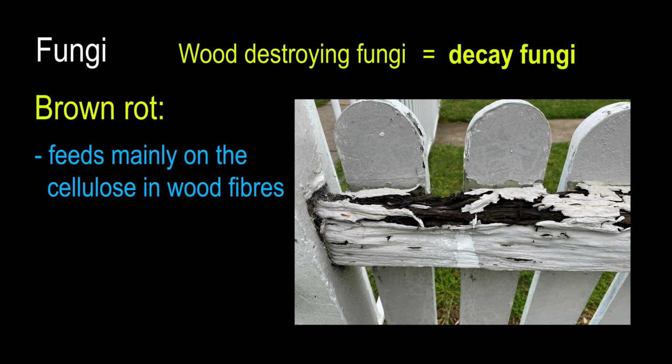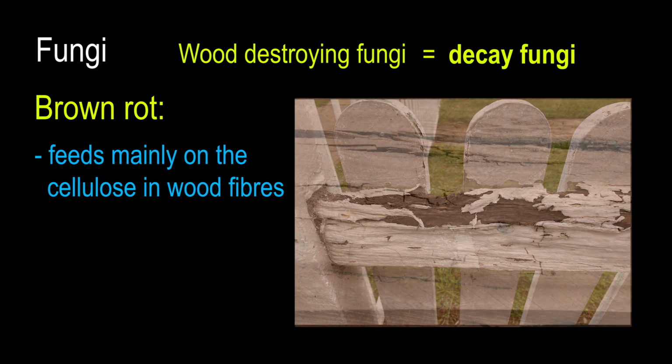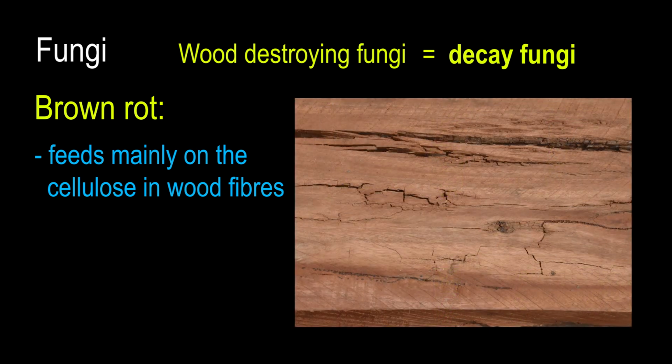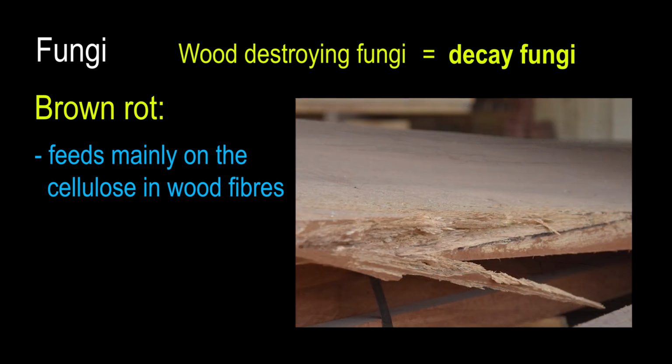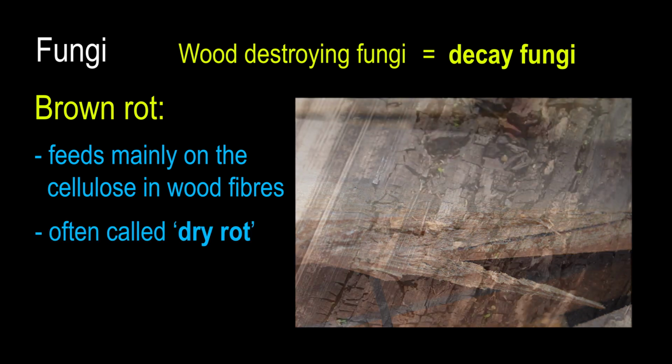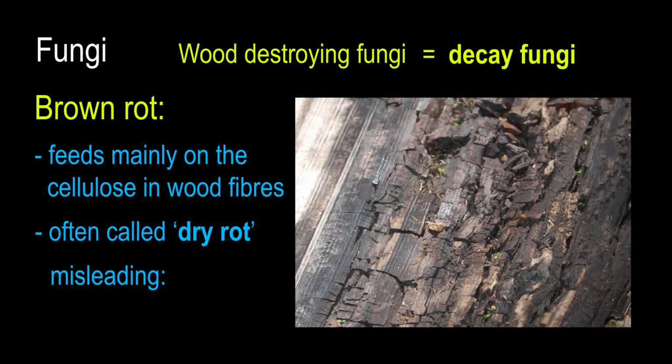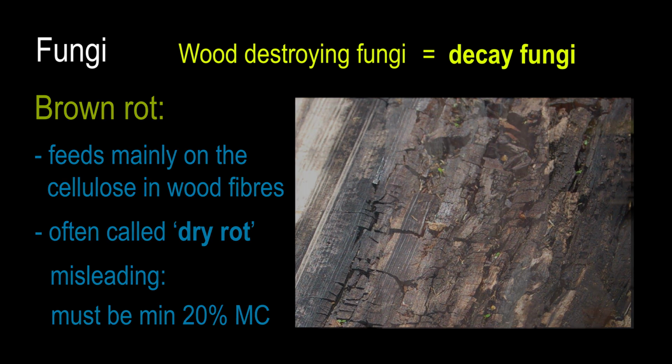Brown rot feeds mainly on the lighter-coloured cellulose in the wood fibres. It leaves the darker lignin intact, giving the surface a dark brown look with deep cracks running lengthwise and across the area. Because the decayed timber usually feels dry and flaky, it's often called dry rot. But this term is a bit misleading, considering that for the attack to occur in the first place, the moisture content of the timber must be at least 20%.